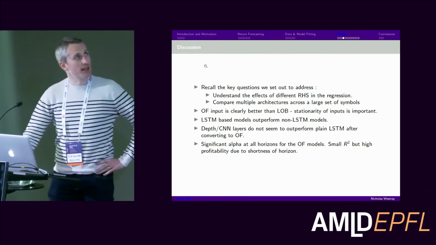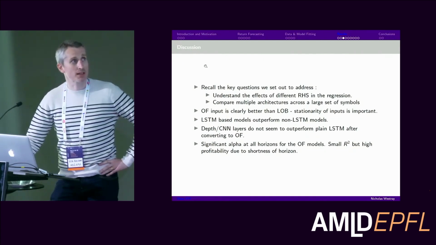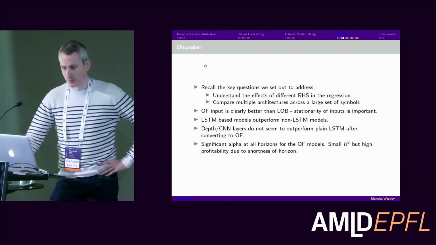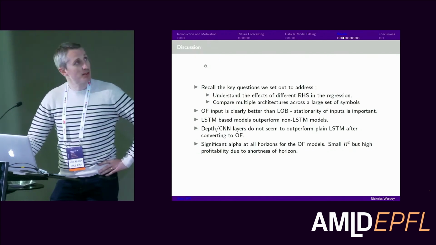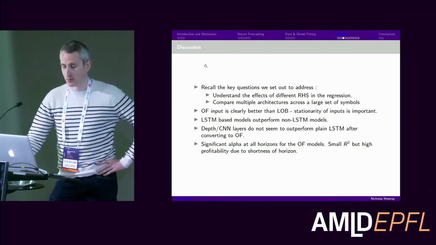So if you think about the key questions that we set out to address here, we wanted to understand the effects of different right-hand sides in the regression, and we wanted to compare multiple architectures across a large set of symbols. We did that, and we concluded that the order flow input is much better than the limit order book input, so stationarity is very important.